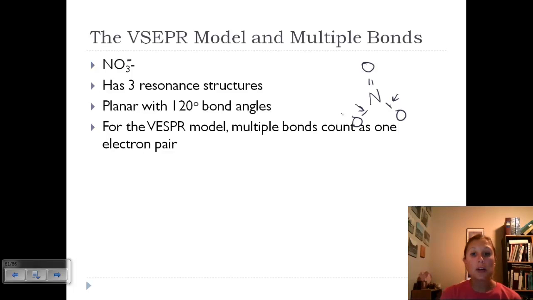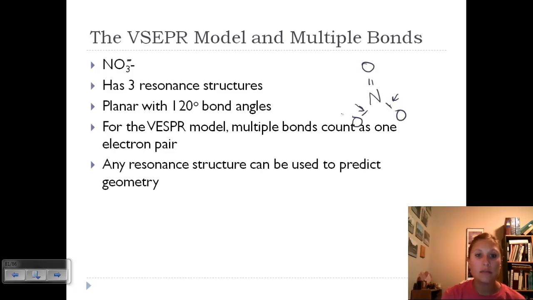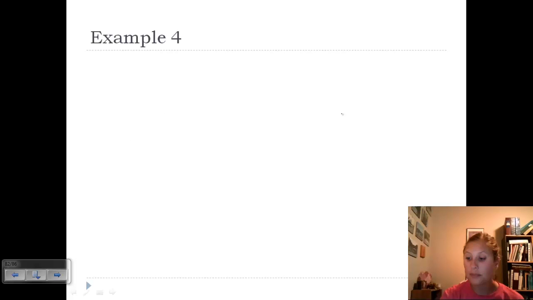So for the VSEPR model, multiple bonds will count as one electron pair. So we talked earlier about CO2, and this counts as one bonding site, and this counts as one bonding site, so that's kind of how I look at them. And so this would be considered 2 bonding sites total, which is linear. And so we're going to count multiple bonds as one pair. And we can use any resonance structure to predict the geometry of the structure.